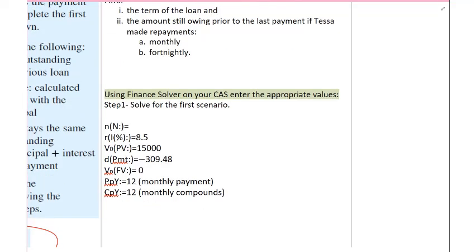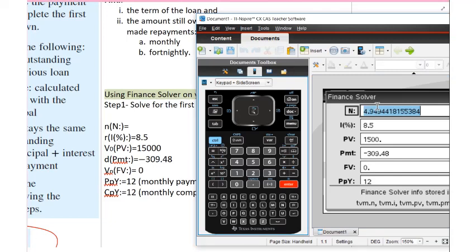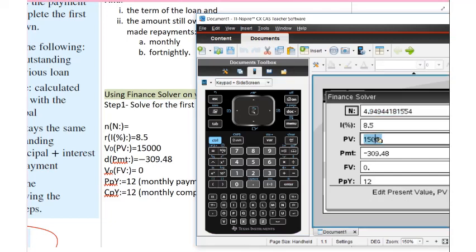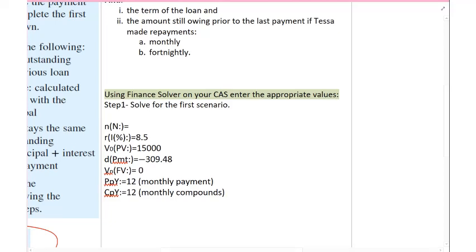So when we've got the first one, this is the information for the monthly repayment. So I've got 12 there. I've got the payment that corresponds to that there. What I find is if I put my number in there, I go enter. Oh, it should be 15,000. Sorry about that. And I get 59.58. So it's still going to be 60 months before it's fully paid off.